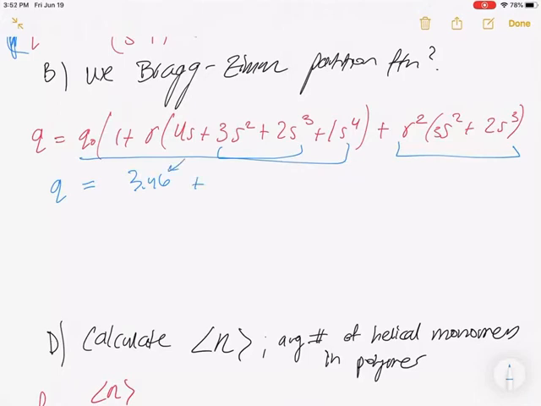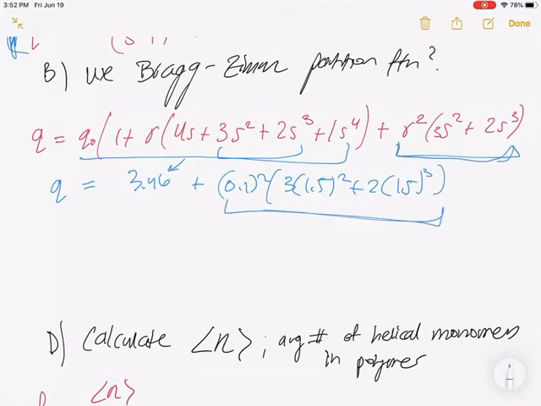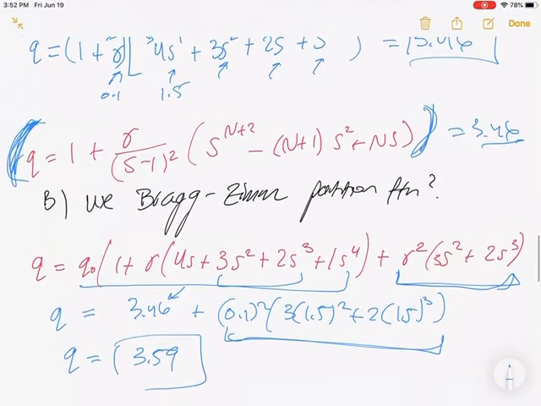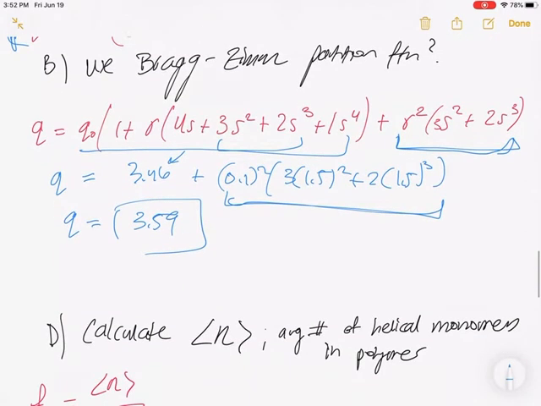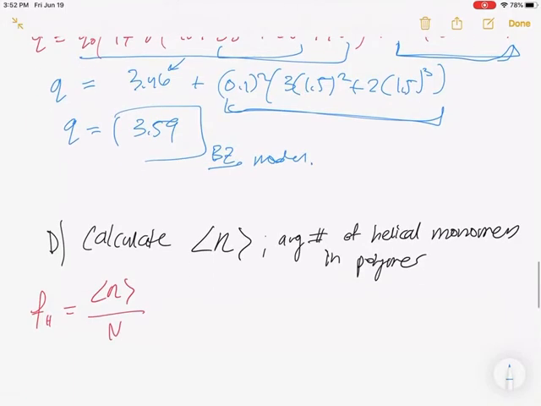plus 0.1 squared times 3 times 1.5 squared plus 2 times 1.5 cubed. So this part is this part here. And so once you solve this, the partition function is bigger, which is 3.59, slightly bigger than the one for the zipper model, which is 3.46. This is 3.59 for the Bragg-Zimm model, which could be simplified to BZ model. So that's the partition functions there.